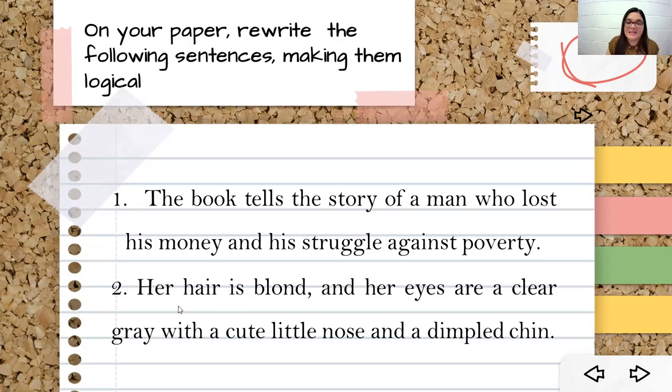The second one says, her hair is blonde and her eyes are a clear gray with a cute little nose and a dimpled cheek. Once again, is this one logical? Is there any part that looks odd? For you to identify and to mark the mistakes of this type of mixed and illogical constructions, you will underline that part that looks odd, weird, or awkward. And if it's the whole sentence, then you will underline the whole sentence. Be ready to have your choices explained in class because we're going to discuss them. And let's continue.